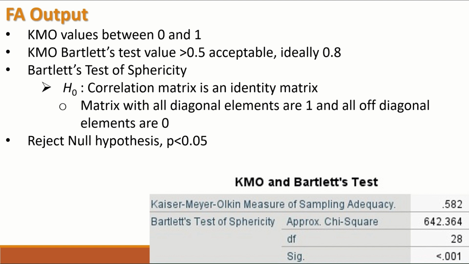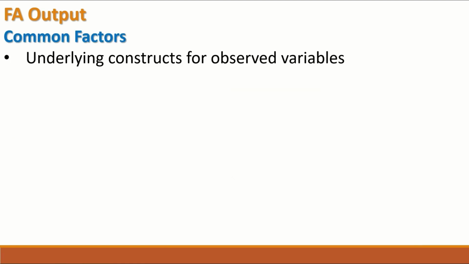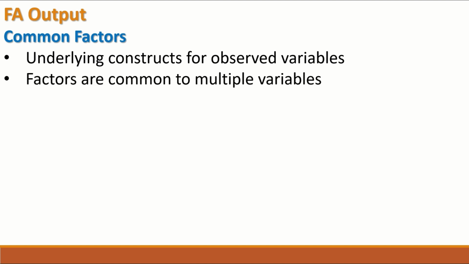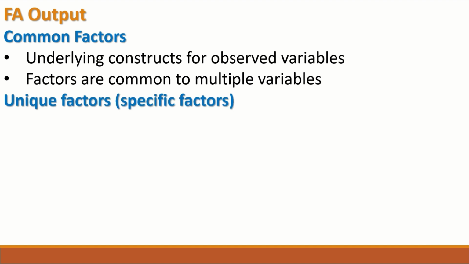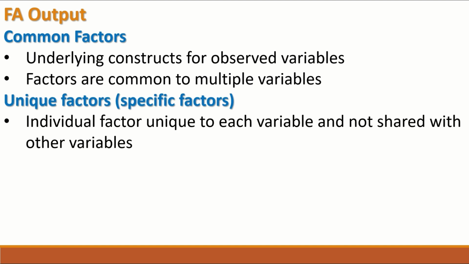Then reject the null hypothesis if the p-value is less than 0.05. So we need to have the p-value here less than 0.05 and this value to be greater than 0.5. The output from the factor analysis shows the underlying construct for the observed variables, will identify common factors that are common to multiple variables, and also will determine unique factors.